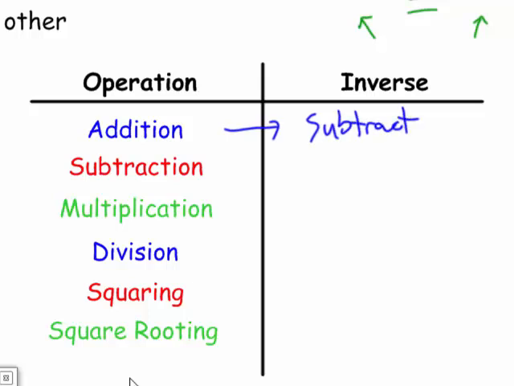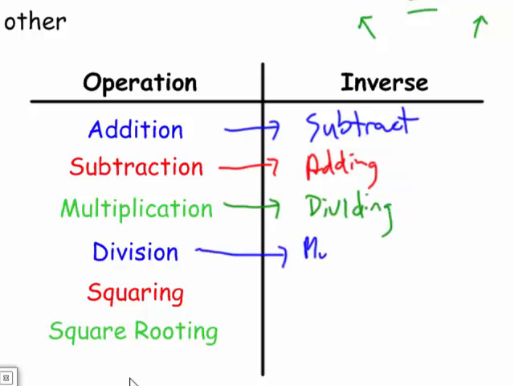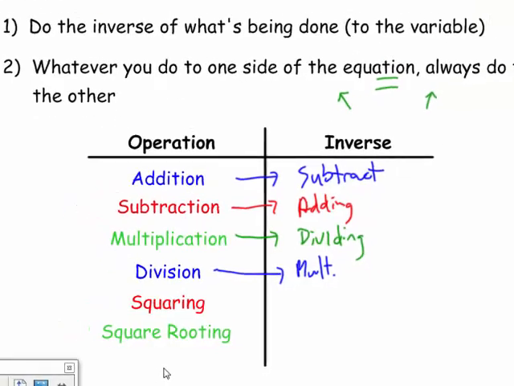Well, that's just the opposite. If you're subtracting, the inverse would be adding. Okay, pretty straightforward. I think we could go through this next part too. The inverse of multiplication is dividing, division. And the inverse of division would be multiplication, right? They're kind of opposites. What about squaring and square rooting?